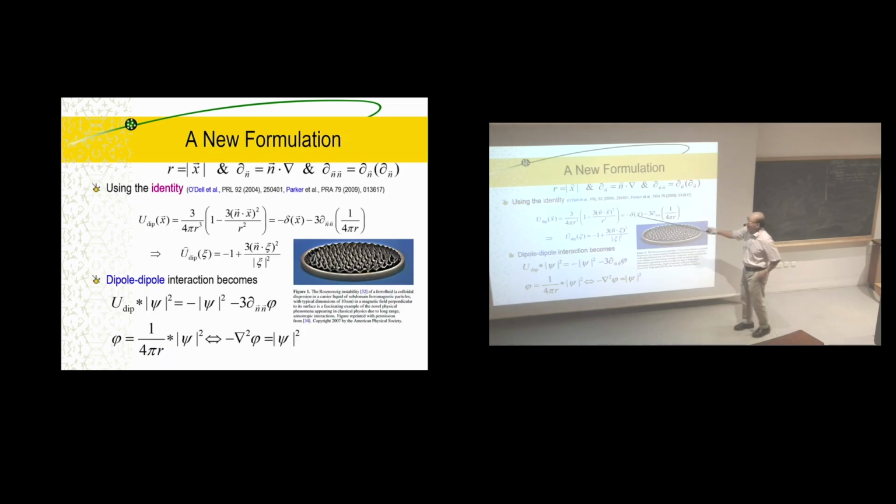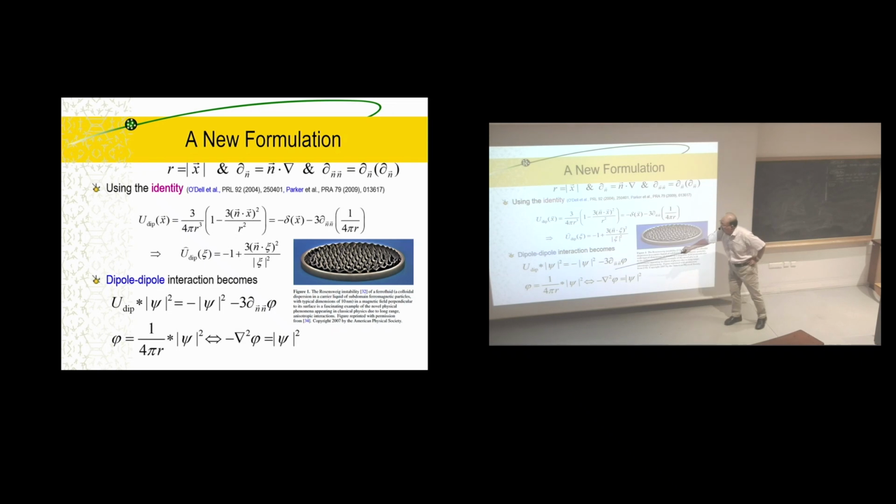Okay, after you apply this decomposition, you can get the dipole interaction, which in fact can be further decoupled into two terms. So U dipole equals minus this Dirac delta term, minus 3 ∂_nn phi, where phi equals this one convolution. So this one in R3 is nothing but minus Laplacian phi equals |ψ|^2. So this is a Poisson equation.